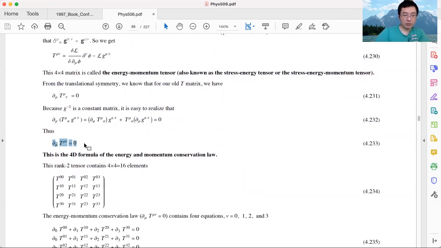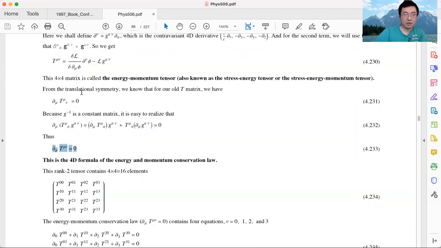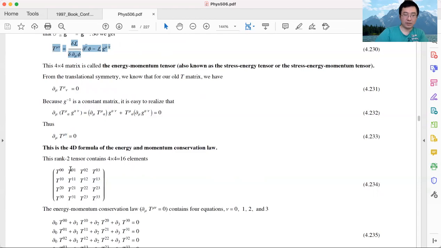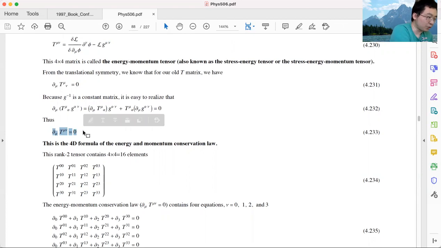We can write down this T matrix. It contains 16 components. We can calculate every single component using this formula, but nevertheless, it's a 4x4 matrix with 16 components. If we write it down as a 4x4 matrix, we can write this equation as a matrix formula. The derivative is partial 0, partial 1, partial 2, and partial 3. The derivative is a row vector. The T matrix is a 4x4 matrix.